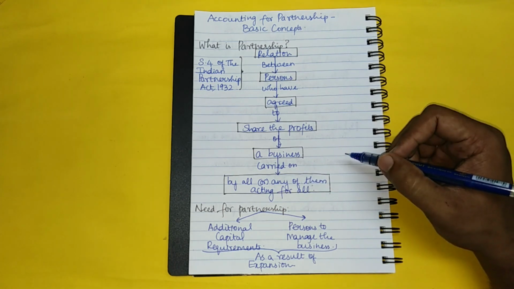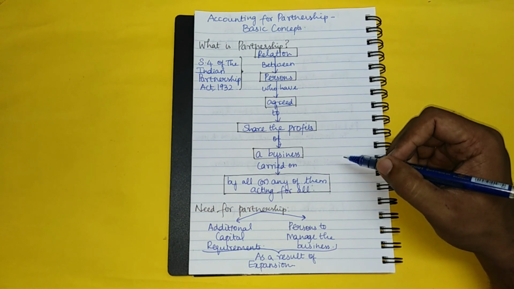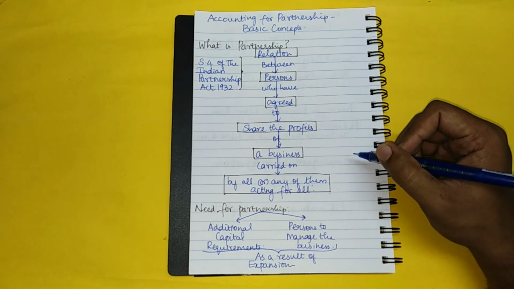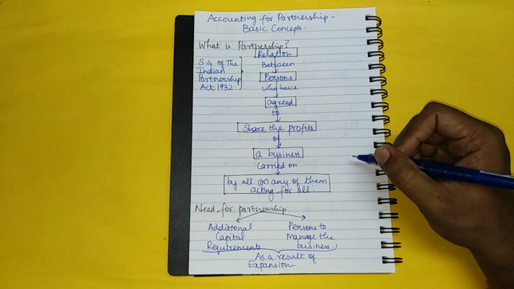To put it simply, when two or more persons agree to do a business and share the profits and losses among them, it is called a partnership. The persons who have entered into partnership are individually called partners and collectively called a firm.